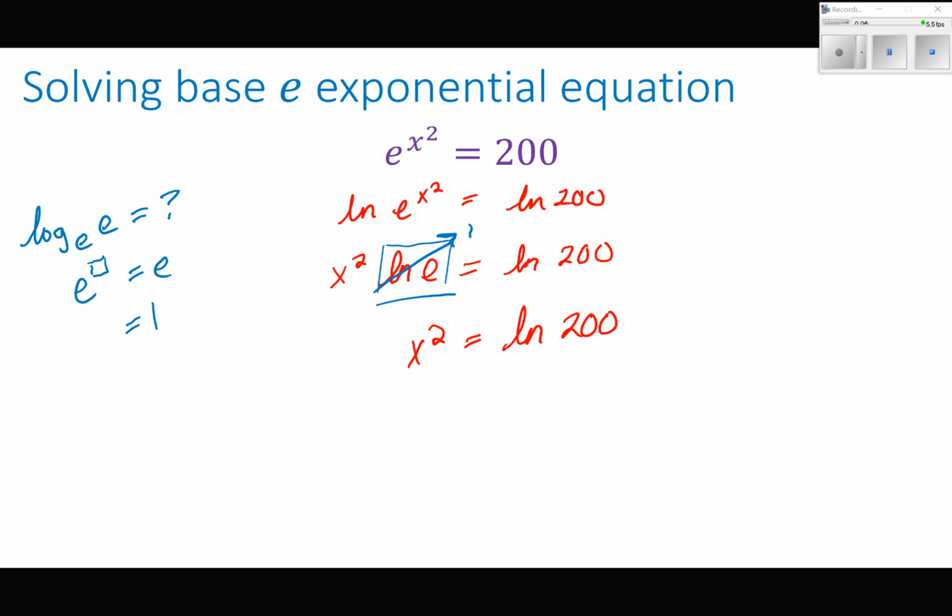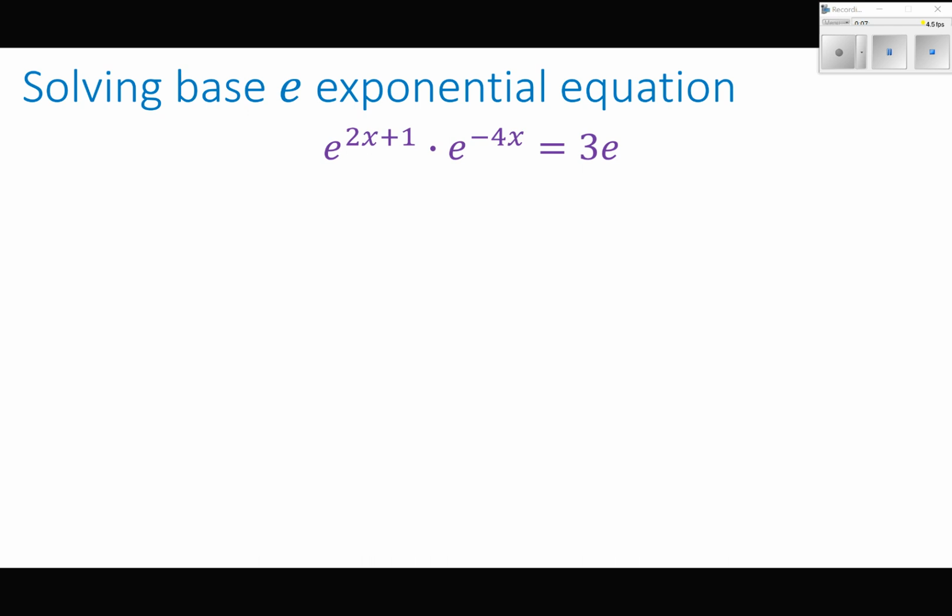We have an unknown that we are squaring, so it could be a positive value or a negative value. That's when the plus minus comes in. Square root of natural log of 200 is equal to x. If I work that out, x would be approximately plus minus 2.302. Again, you have that unknown squared, so don't forget your plus minus.